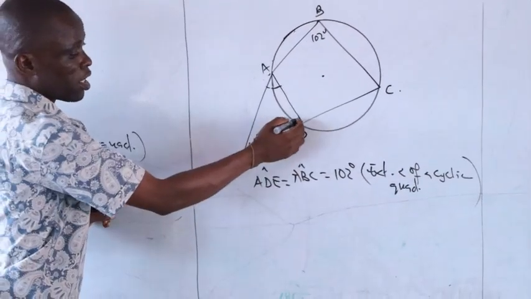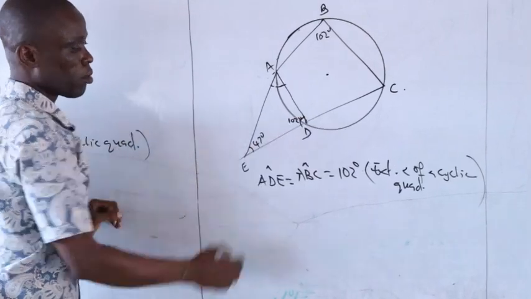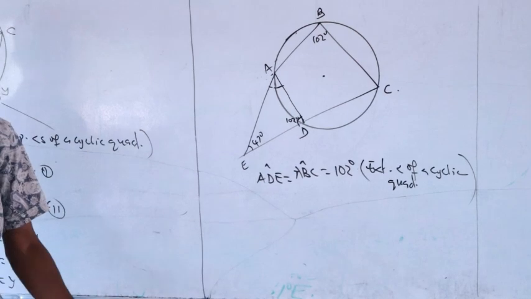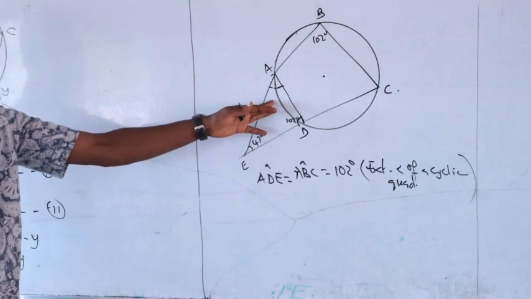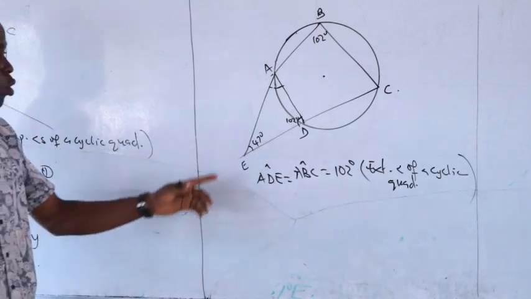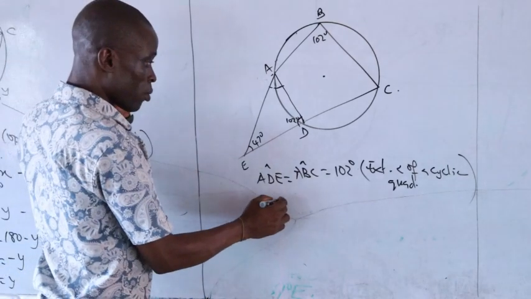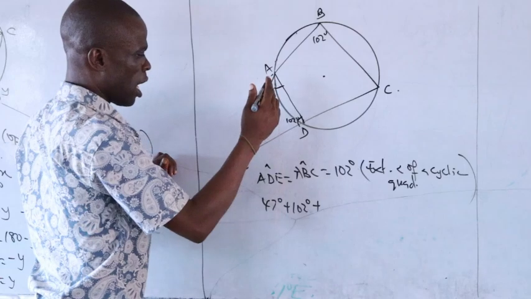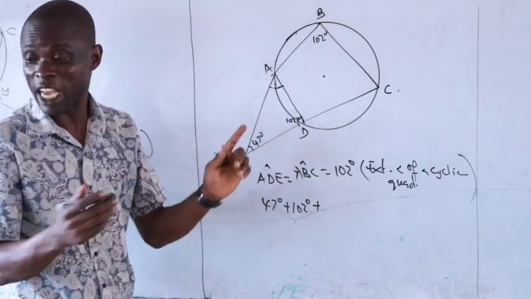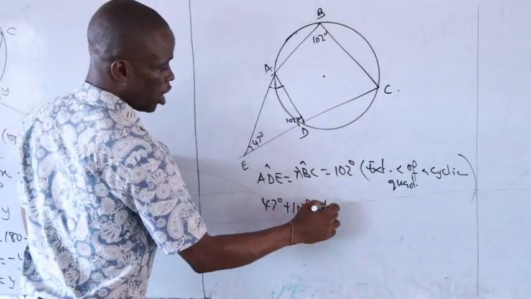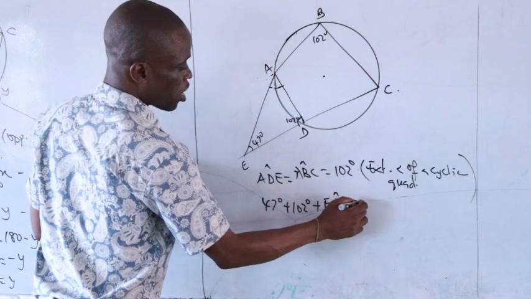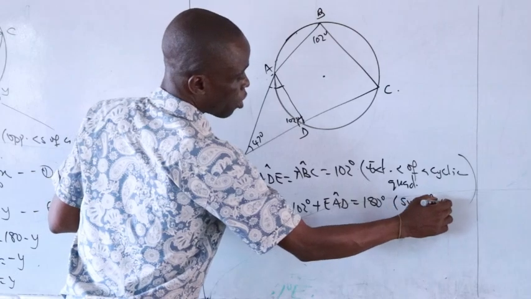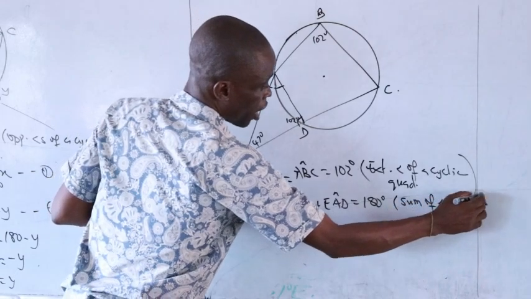Now, if this one is now 102, to get this one will not be the problem, because we are talking of what? Triangle. Sum of angles in the triangle is what? 180. So we now have this 47 plus 102 plus EAG, which is now equals to 180. Reason: sum of angles in a triangle.